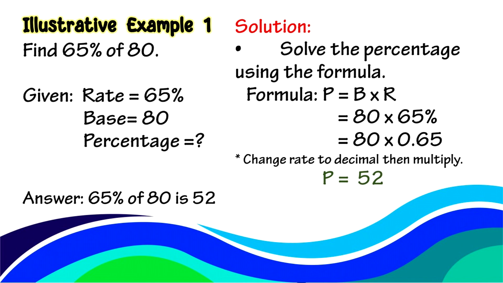The solution is to solve the percentage using the formula P = B times R, or percentage equals base times rate. We put 80 as our base times 65% as our rate. Then we change 65% to a decimal. 65% divided by 100 is 0.65. Then we multiply 80 by 0.65. The answer is 52. So, 65% of 80 is 52.